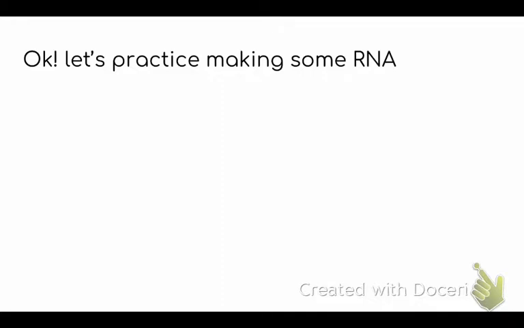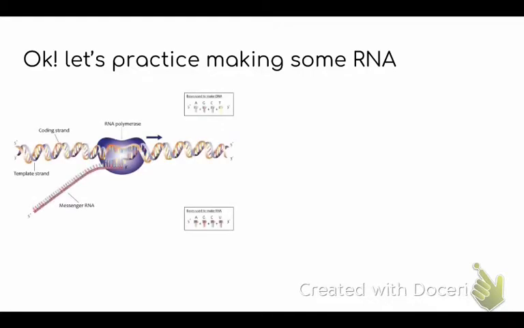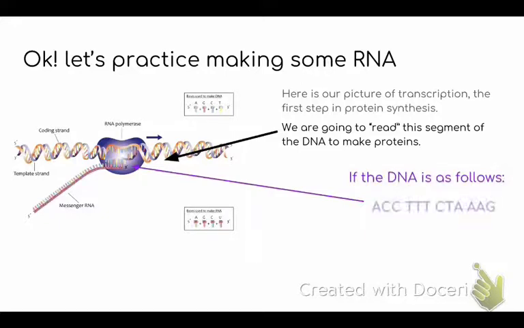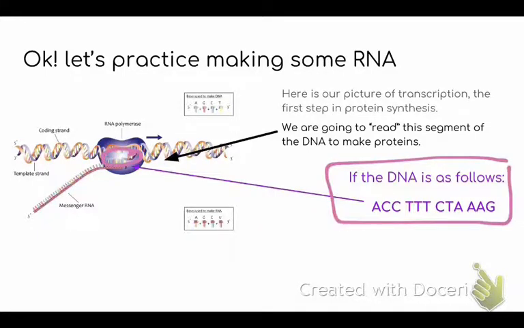Okay, so let's practice making some RNA. So let's look at transcription, our first step. Here's our picture of transcription, just like we said. All right, and we're going to read this segment of the DNA to make proteins. So let's look at our DNA. Let's say the DNA, that little spot right here on the picture, is as follows. It's ACC, TTT, CTA, AAG.